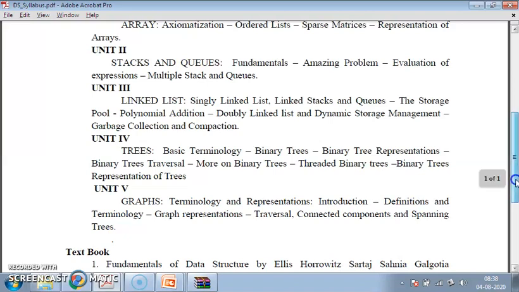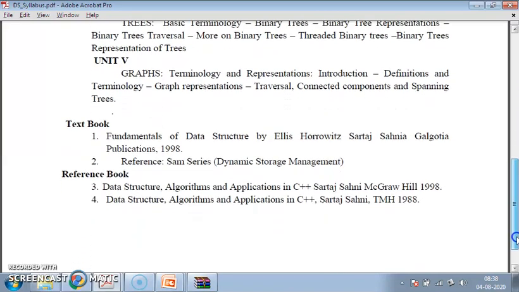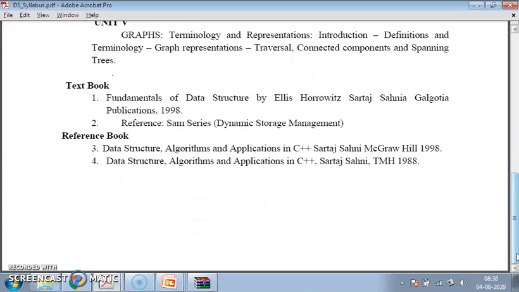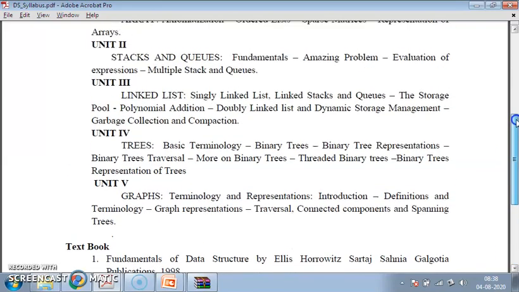The textbook is Fundamentals of Data Structures by Ellis Horowitz, a Calcutta publication from the year 1998. Old book, but a very good book. It's very essential to study the fundamentals of data structures. So this is the introduction about the syllabus.